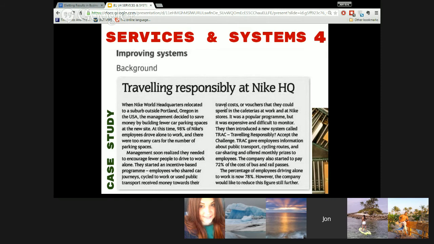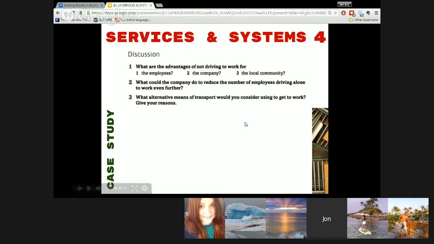So that's the situation. This is a real situation in a real company, and I just want you to think about that for a minute. So I've got 3 questions to help you digest what you just read. First, what are the advantages of not driving to work for the employees, for the company, for the local community? This one is more or less an opinion question, but the article also discussed some of this. So what are the advantages of not driving to work for the employees, from what we read?